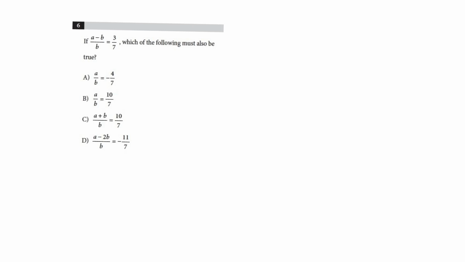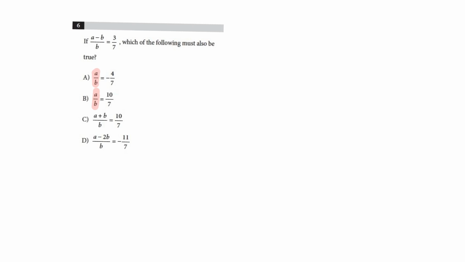Okay, number 6. Let's get a pen here. All right. If (a minus b) over b equals 3/7, which of the following also must be true? Well, it looks like for the first couple here, they've isolated the a over b. Well, that could be interesting. Let's see what happens.